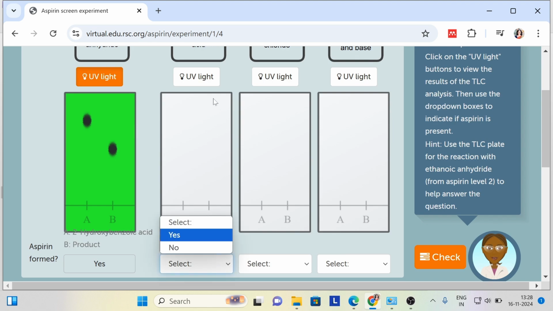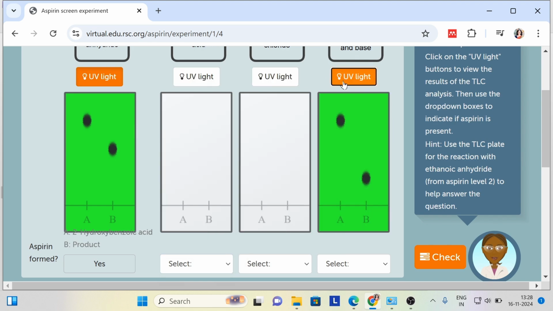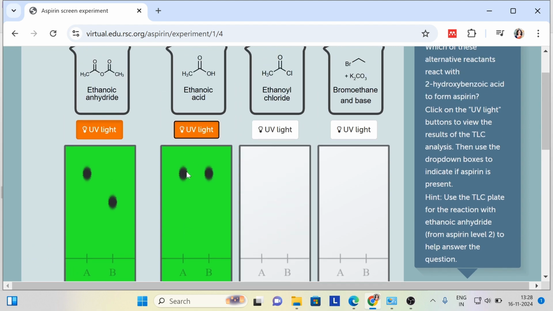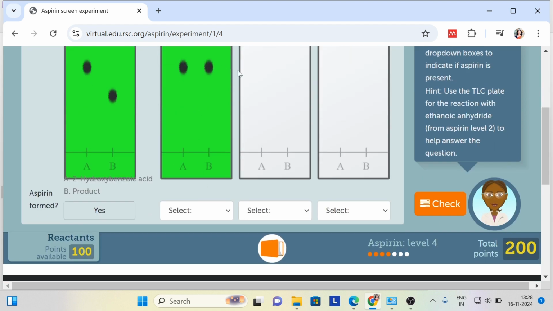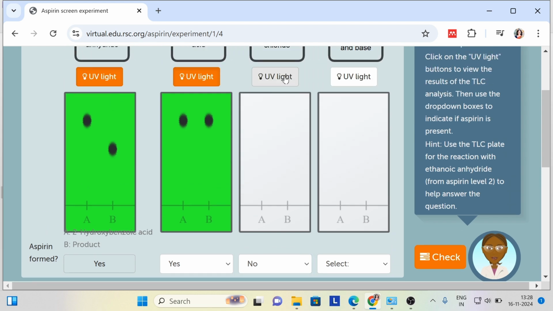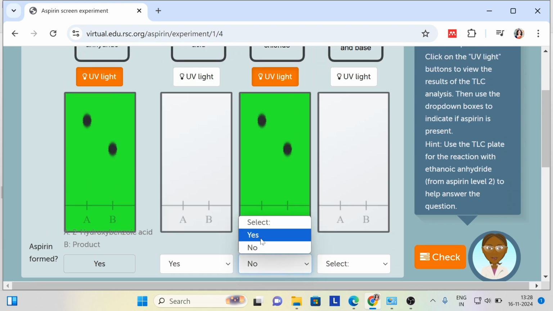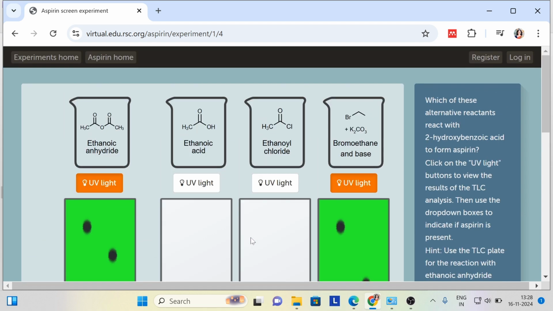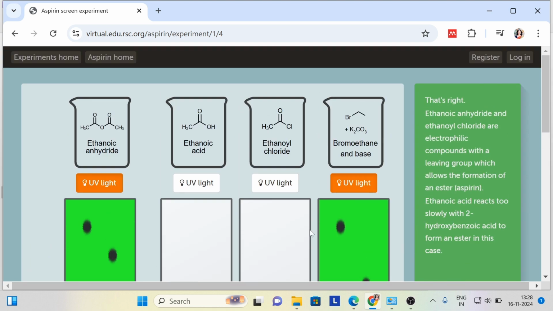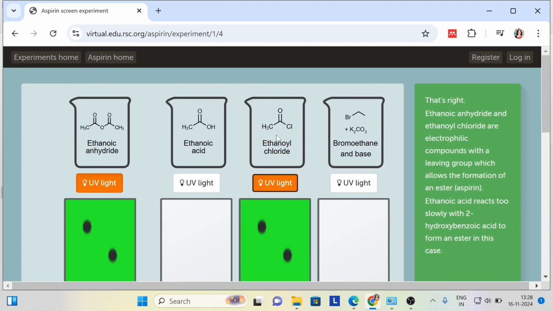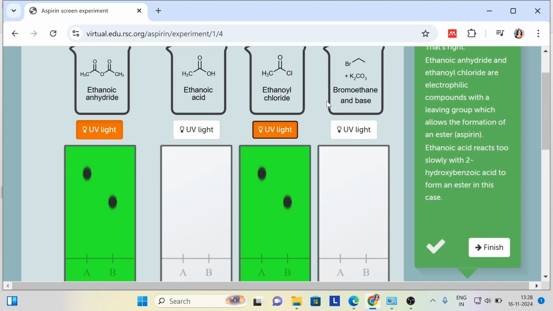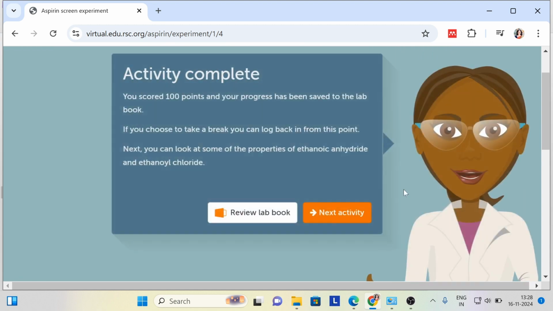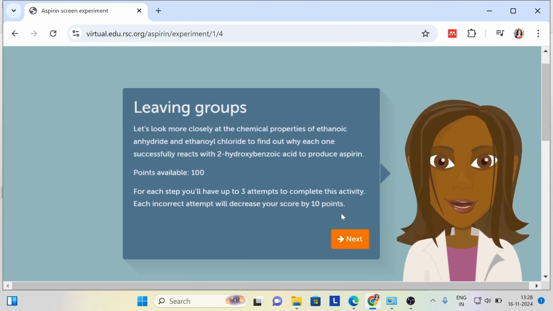let us see the UV light first. So this is definitely no, because the spots are at the same dot, right? So let us quickly see what is happening here. Yes, this can be used. And what about this? Cannot be used. This also cannot be used. Let us have a check. Yes, obviously. If you see the UV light of ethanoyl chloride, it is almost similar to that of ethanoic anhydride. That's why. Coming to the next activity, leaving group.